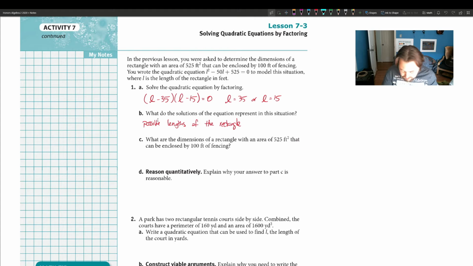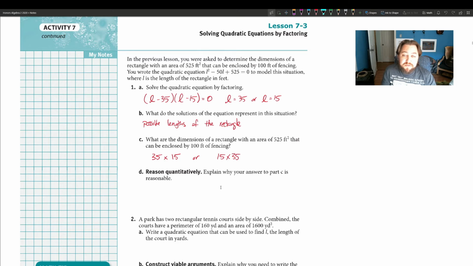What are the dimensions of a rectangle with an area of 525 that has a perimeter that is enclosed by 100 square feet of fencing? Looks to me like it's either 35 by 15 or 15 by 35. Pretty easy. So explain why that works.